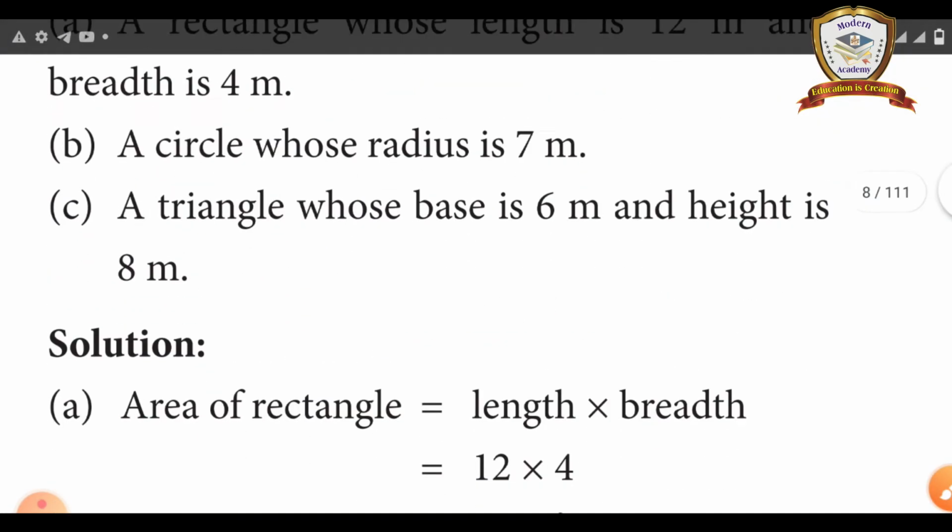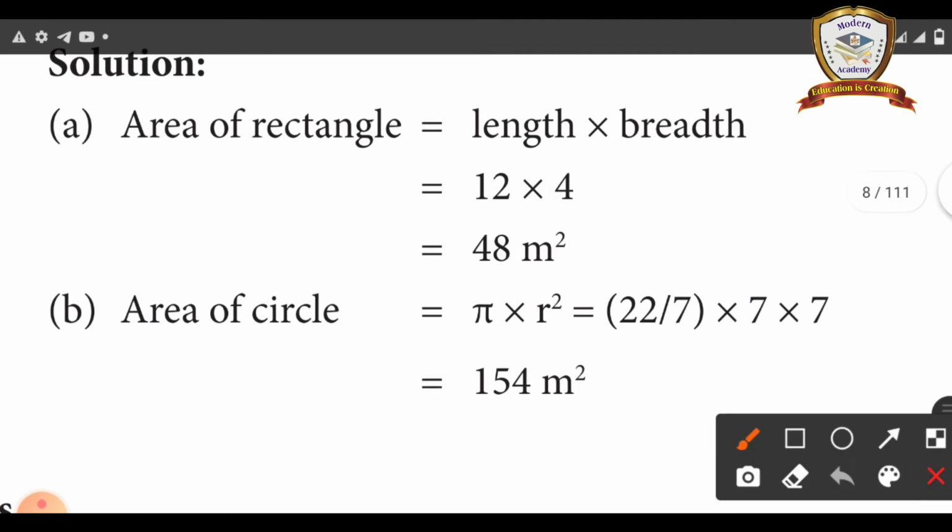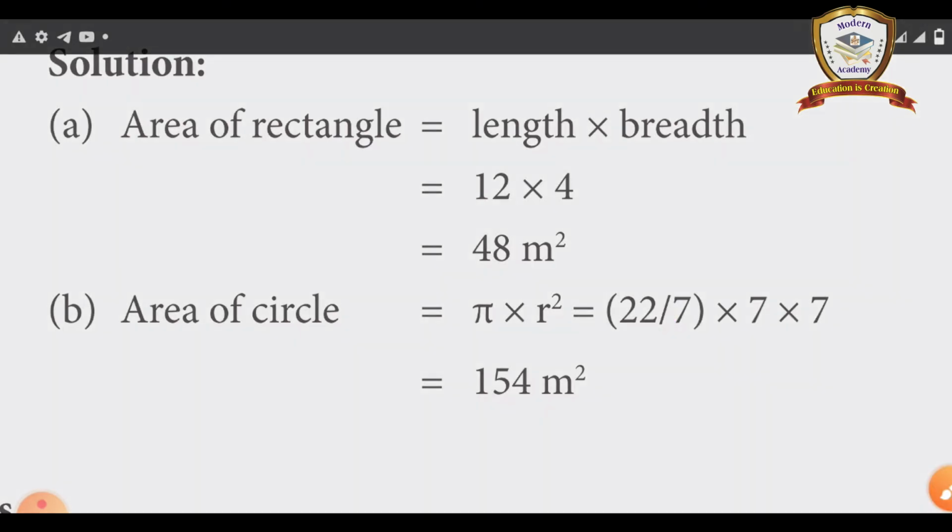First question, area of rectangle, length into breadth, 12 into 4, 12 fours are 48 square meter. Next, area of circle, pi r square, 22 by 7 into 7 into 7; the 7 and 7 get cancelled, so 22 sevens are 154 meter square.